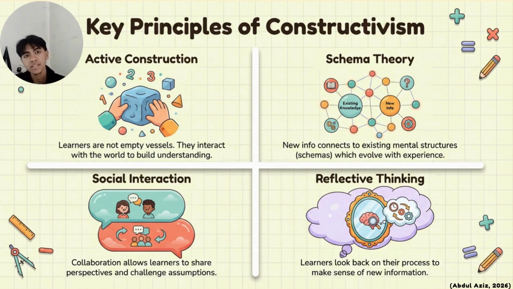The third principle is social interaction. Learning is strengthened when pupils interact with others. Through discussion and collaboration, pupils share different perspectives and challenge each other's thinking. When pupils talk about fractions with their peers, they are also able to identify and correct misunderstandings naturally. The final principle is reflective thinking. After completing activities, pupils are encouraged to think back on what they have done and what they have learned. This reflection helps them make meaning from their experiences and strengthens long-term understanding.